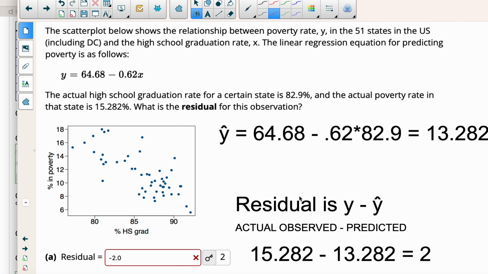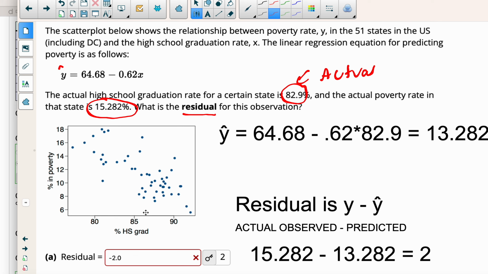Second one here, I think you just reversed the order of calculating the residual. So you've got your estimated line, y hat equals 64.68 minus 0.62x. And it says, what is the residual for the observation? Here's my actual observation. When x equals 82.9, poverty rate, y equals 15.52. This is my actual.